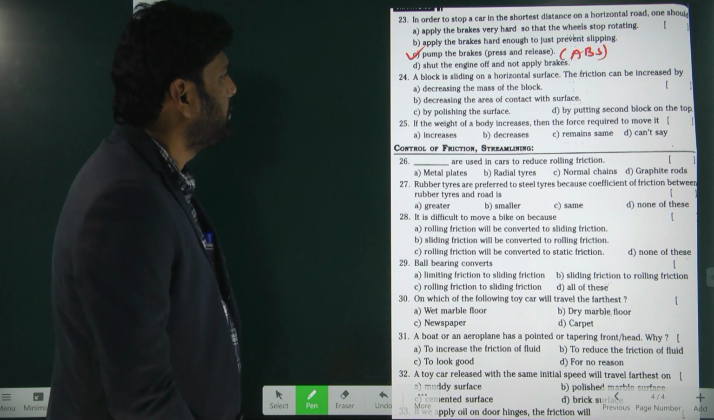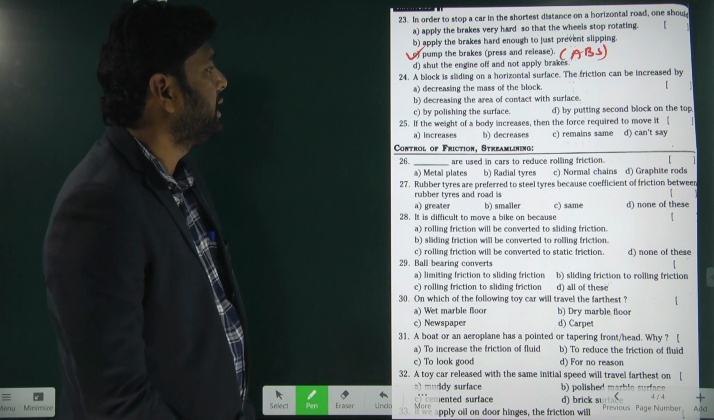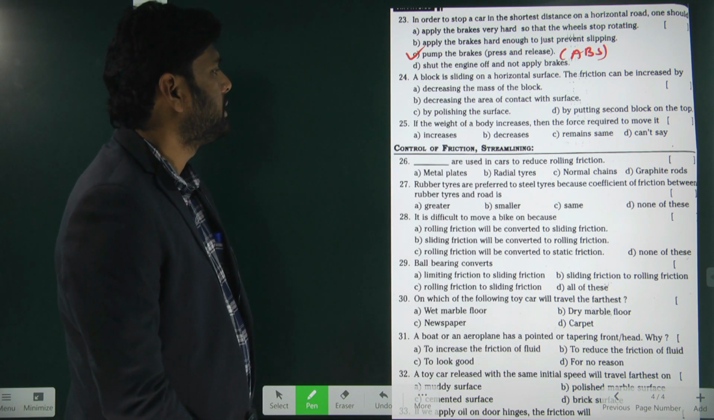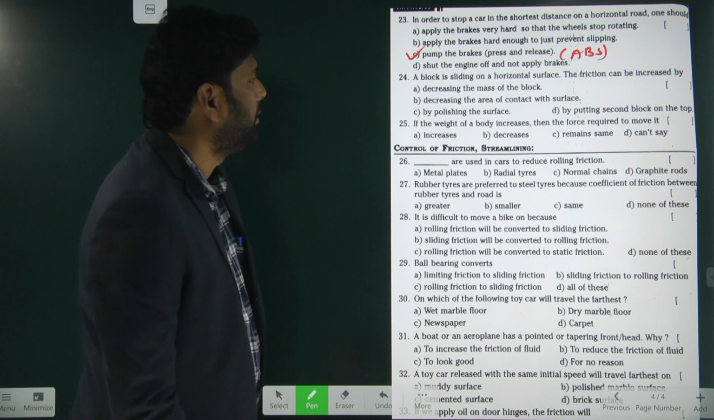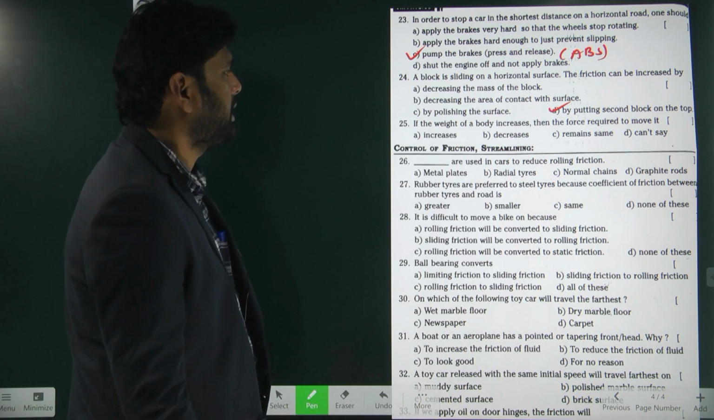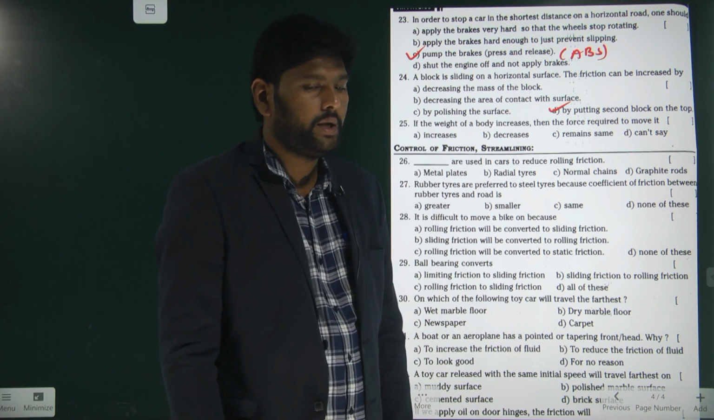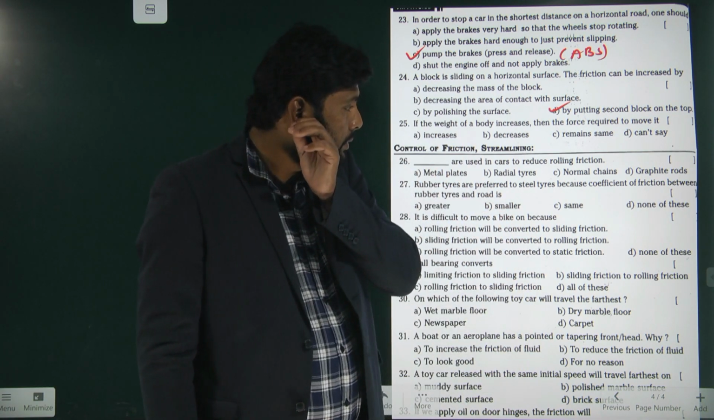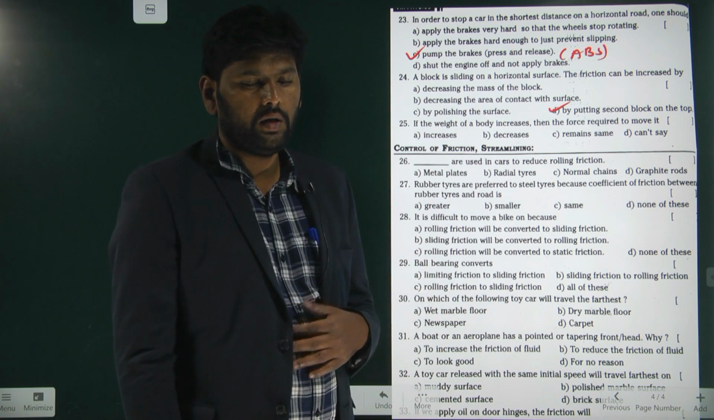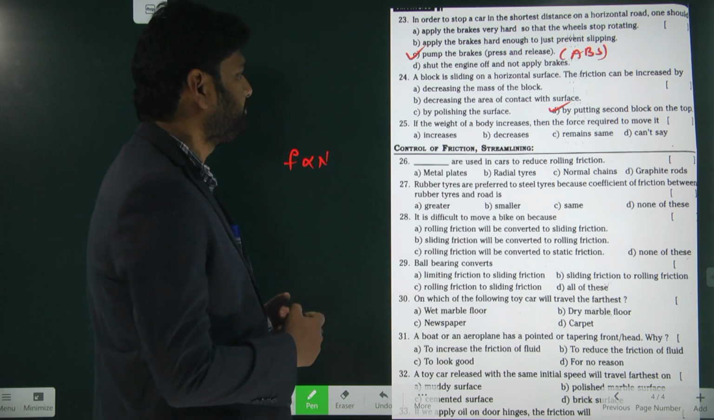So the question is, a block is sliding on a horizontal surface, the friction can be increased by. We can increase it by putting a second block on the top. Which option is correct? Option D is correct, by keeping another block we can increase the friction, because when you place another block on the top, normal reaction increases. When the normal reaction increases, friction increases, because friction and normal reaction have a directly proportional relation.